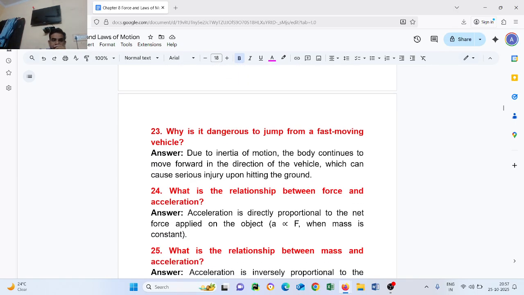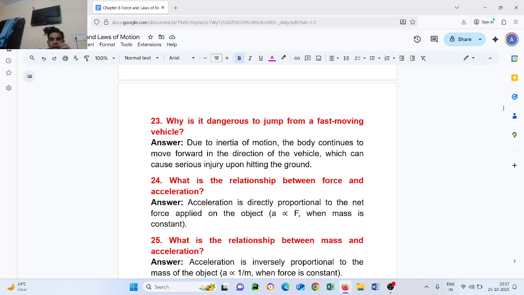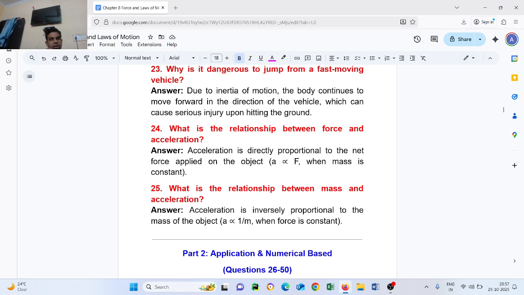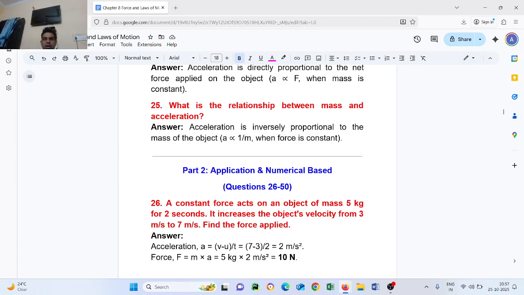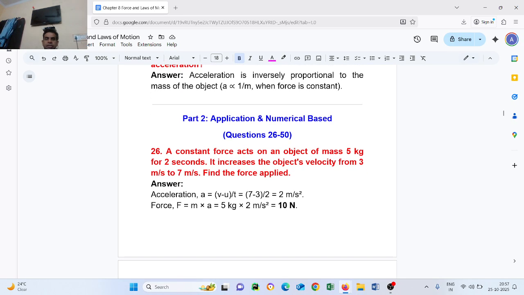Question number 24. What is the relationship between force and acceleration? Acceleration is directly proportional to the net force applied on the object, a proportional to F, when mass is constant. Question number 25. What is the relation between mass and acceleration? Acceleration is inversely proportional to the mass of the object, a proportional to 1 upon m, when force is constant. Now move to part 2, application and numerical based questions.